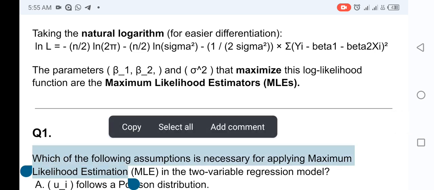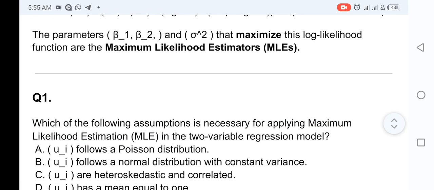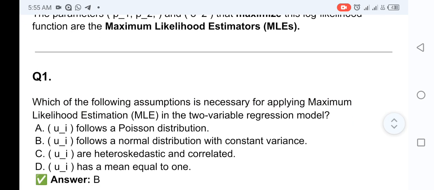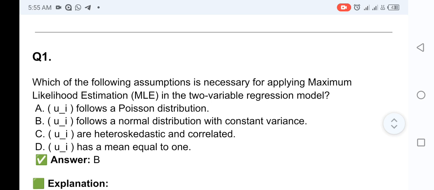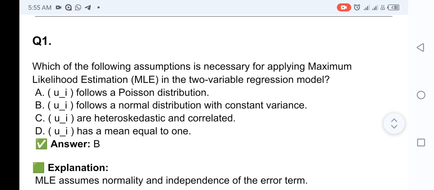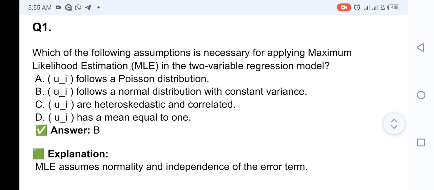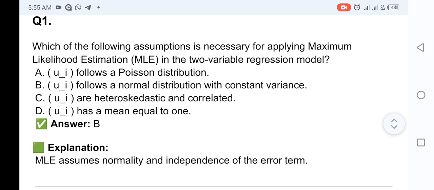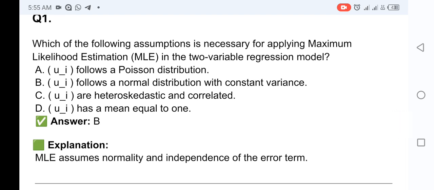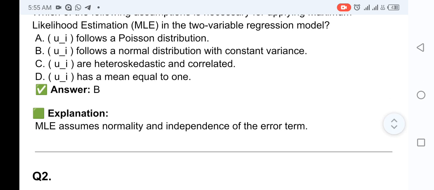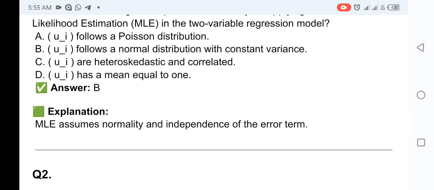Q1. Which of the following assumptions is necessary for applying maximum likelihood estimation, MLE, in the two-variable regression model? A. U_i follows a Poisson distribution. B. U_i follows a normal distribution with constant variance. C. U_i are heteroscedastic and correlated. D. U_i has a mean equal to 1. Answer, B. Explanation. MLE assumes normality and independence of the error term.